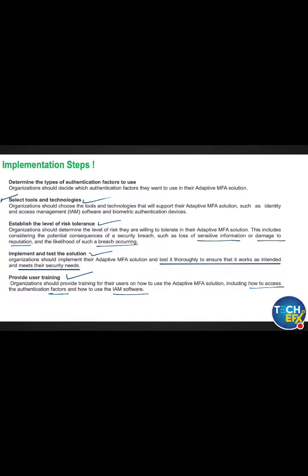In summary, implementing adaptive multi-factor authentication in an organization involves several steps, including determining the types of authentication factors to use, selecting the right tools and technology to support it, and establishing the level of risk the organization is willing to tolerate. Organizations should also implement and test the solution thoroughly and provide user training to ensure a successful rollout.